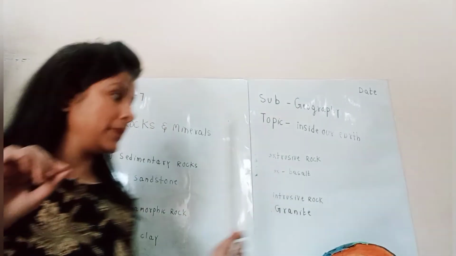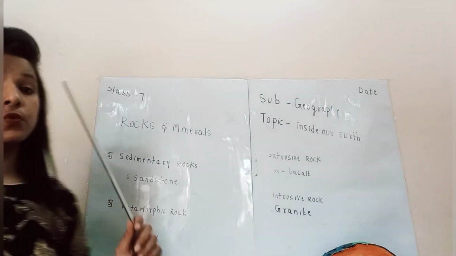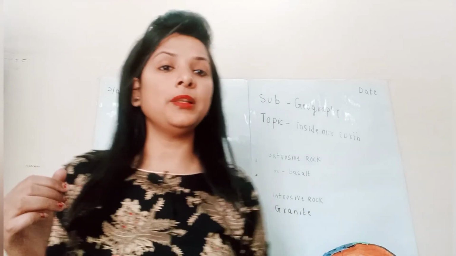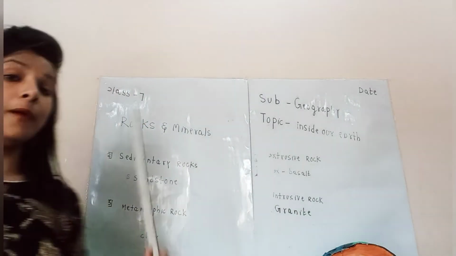And the last one is metamorphic rock. Igneous rock and sedimentary rock together meet up to form metamorphic rock. An example is clay. Okay, so I think you have understood everything properly.